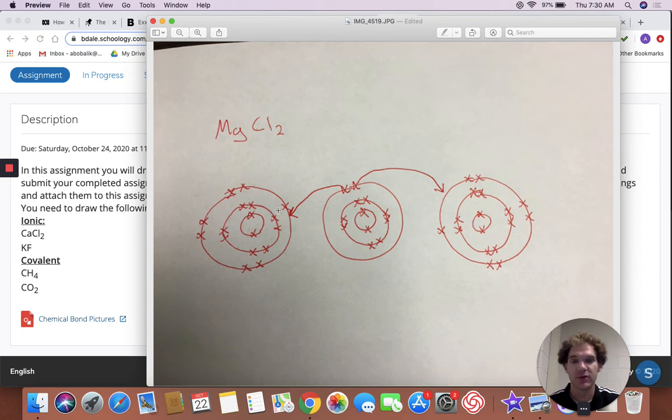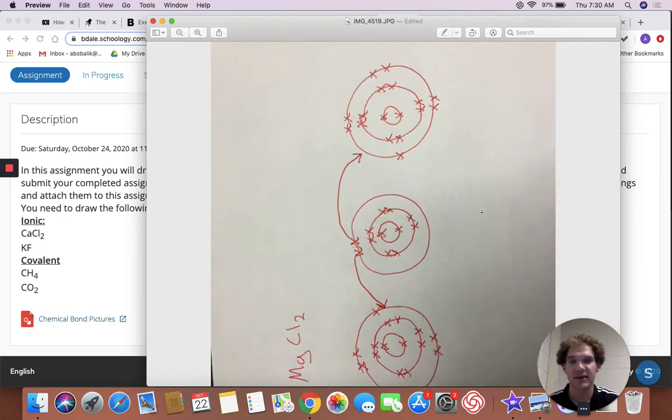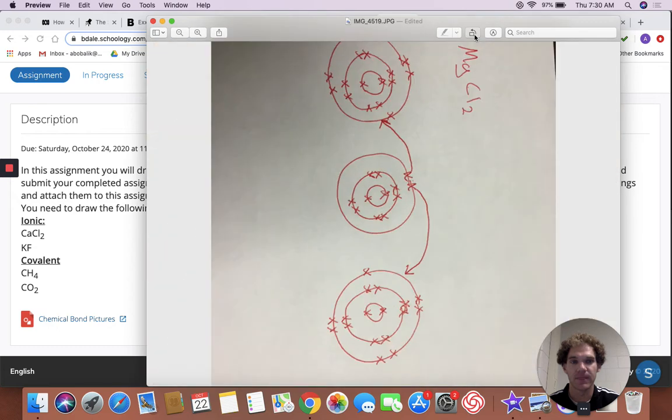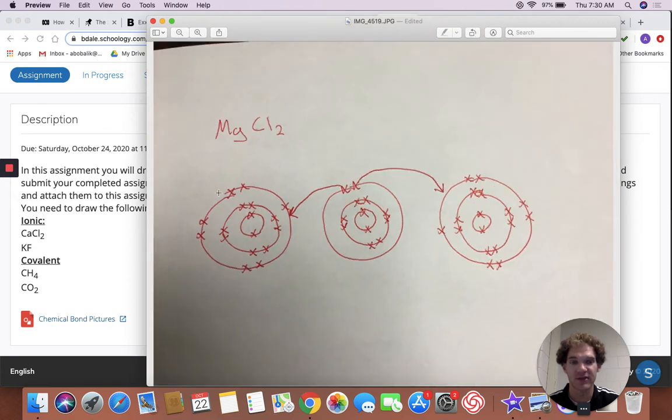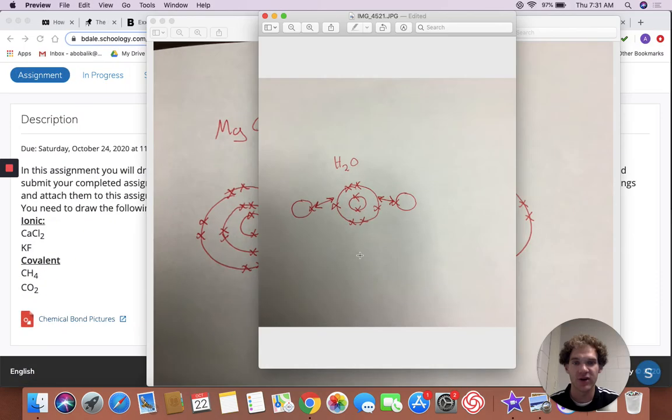Each chlorine has 7, and the magnesium has 2 extra, so I drew with arrows the magnesium sending one of its extra electrons to one chlorine, and the other extra electron to the other chlorine. So this chlorine would have 8 electrons in its outer shell, this chlorine has 8 electrons in its outer shell, and the magnesium gets rid of both of these, so it would be left with 8 electrons in its outer shell as well. So there's an example of an ionic drawing that I did.